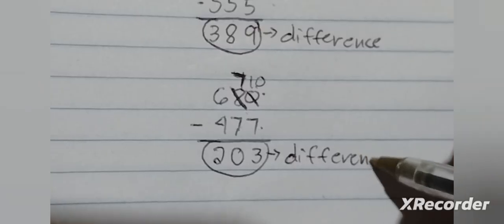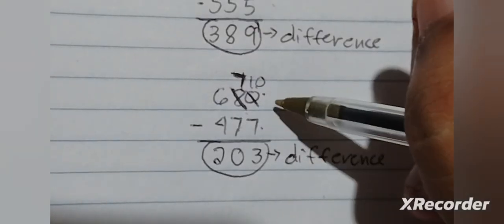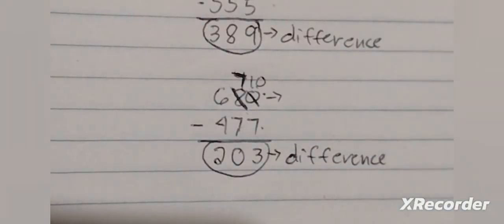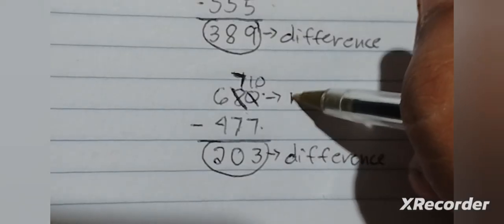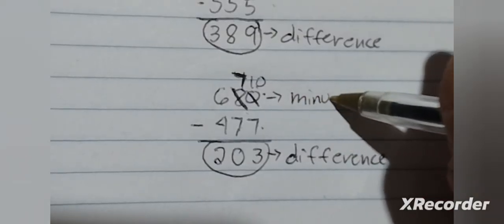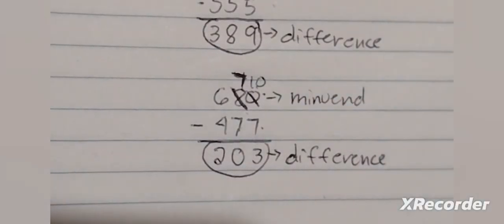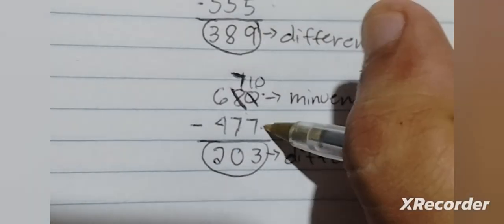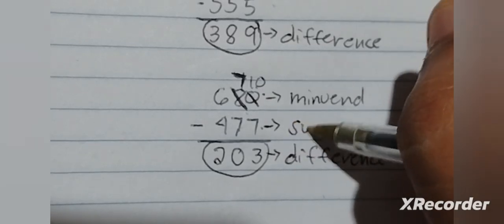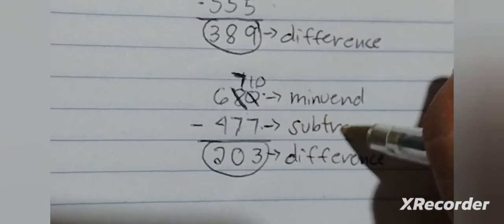Now, the answer in subtraction is called, again, the difference. How about the numbers at the top? What is it called? It is called minuend. Okay, write it down. Now at the bottom, the number here, 477, is called the subtrahend.